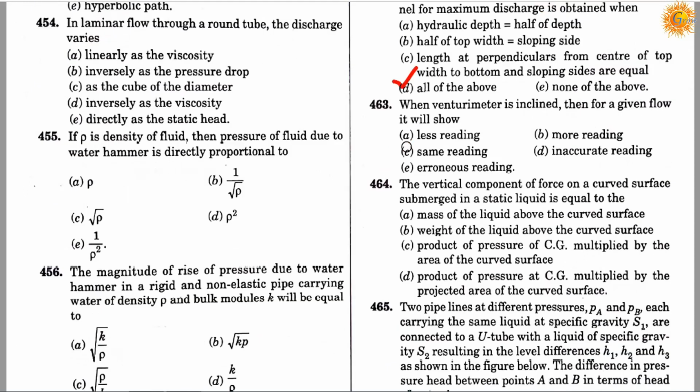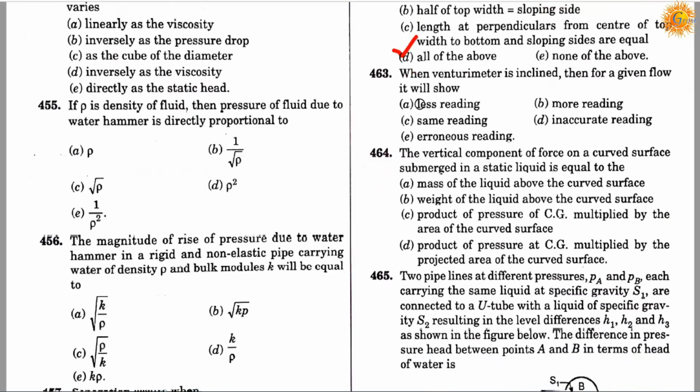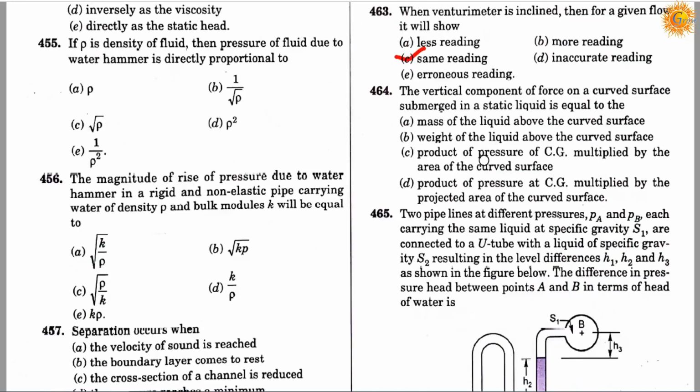Question number 463. When venturimeter is inclined, then for a given flow it will show: option A, less reading; option B, more reading; option C, the same reading; option D, an inaccurate reading; and option E, an erroneous reading. So the correct answer is C, it will show the same reading.